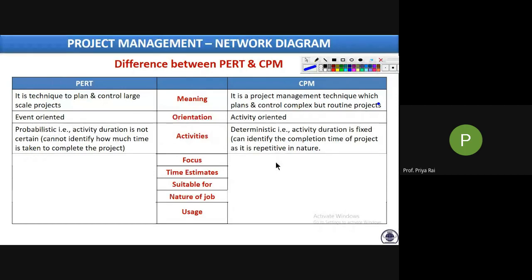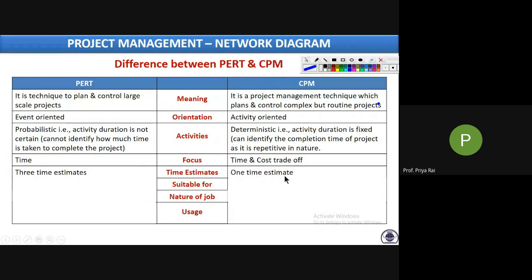So PERT focuses only on the time part, whereas CPM focuses on both time and cost. Hello, am I audible? Hello. Yes, ma'am. Okay, so PERT focuses only on time, whereas CPM focuses on both time and cost. That means with the help of CPM, we will be finding that our project should be economic, both in terms of money and time. See here, in PERT there are 3 time estimates, TO, TP, TM, whereas here it is only one estimate, which is Dij.